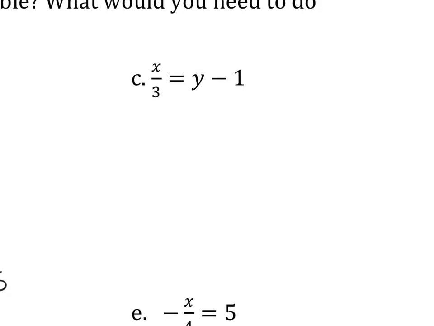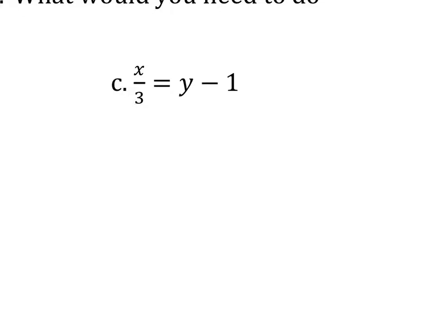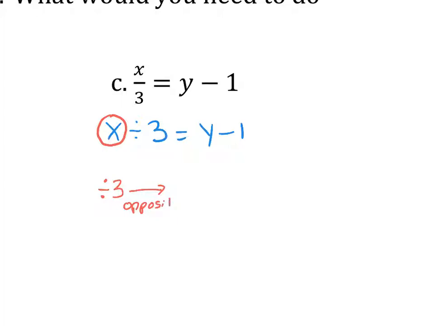So letter C, we have x divided by 3. Remember, fractions are just division. So x divided by 3. If you want to write it like a division sign, x divided by 3, that's fine too. You don't have to, just whatever way makes the most sense to you. So right now, again, we're still trying to get the x by itself. But right now it's being divided by 3. And what is the opposite of dividing by 3?